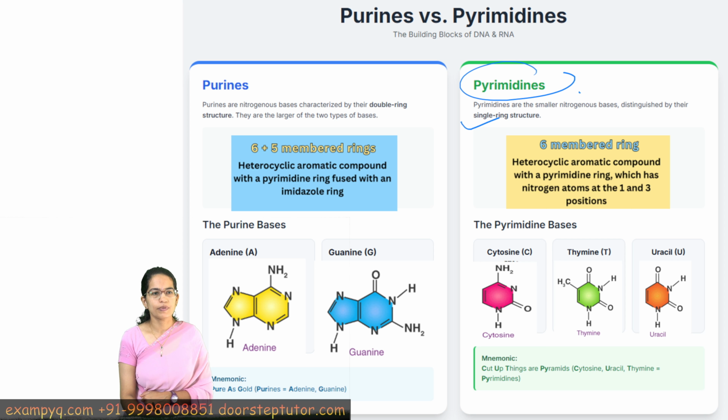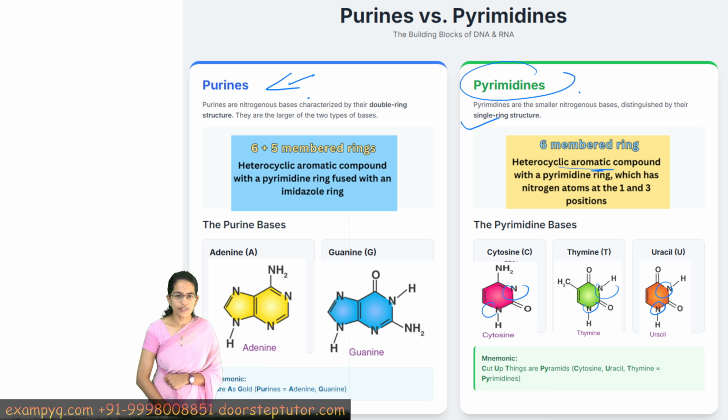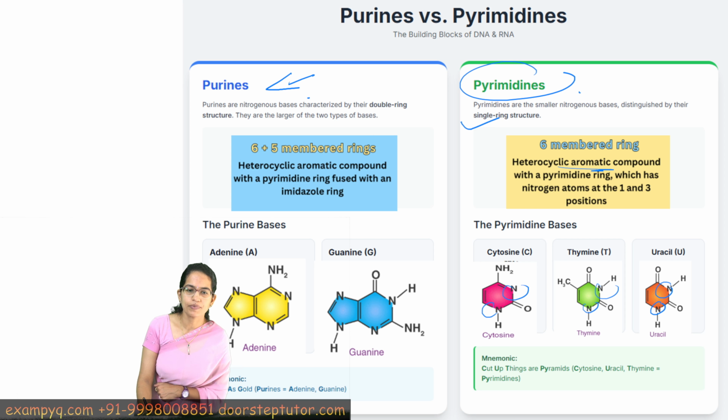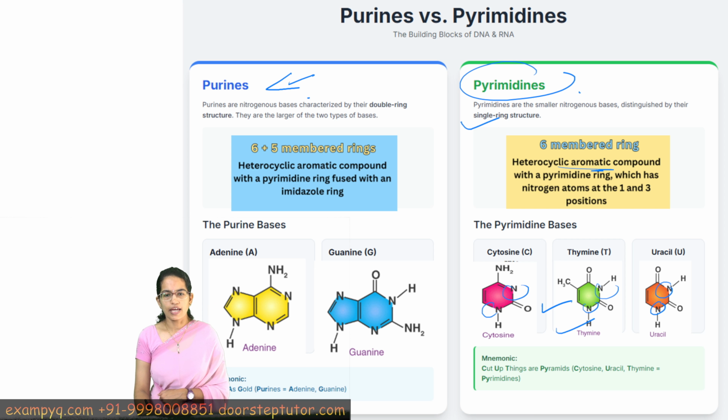It is not 6+5 as in the case of purine, and this is again a heterocyclic aromatic ring which is formed with nitrogen at first and third positions, which is very, very clearly seen in all the cases, right? So at first and third position you have nitrogen, and to remember this, you can have a mnemonic. Cut up things are pyramids. So C for cytosine, T for thymine, U for uracil, and PY for pyrimidine.